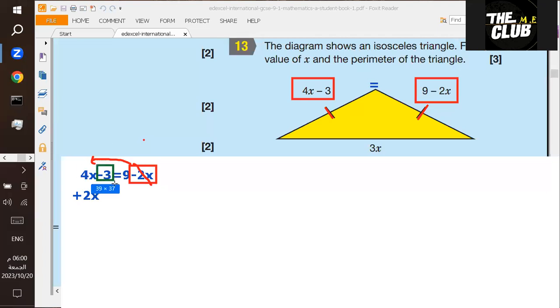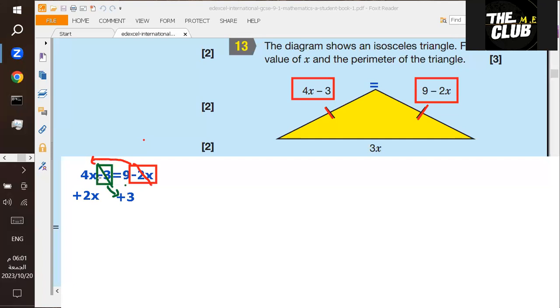So I'm going to take the negative 3 to the other side. Because it's negative 3, here it becomes positive 3. Positive 3. And remember to change the signs. Now I put the like terms each on their own side, meaning I put the like terms together, and then I moved this negative 3.